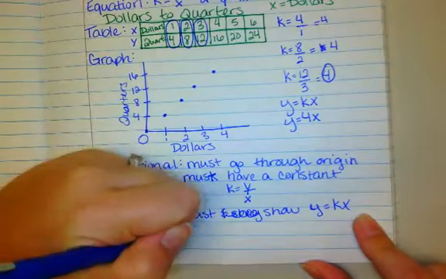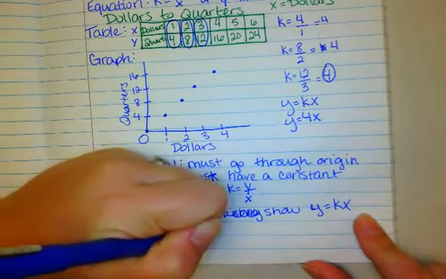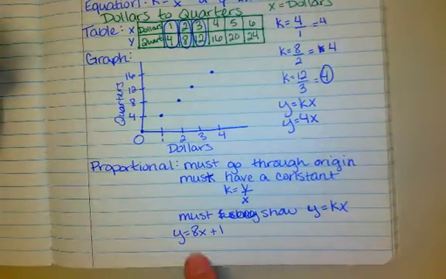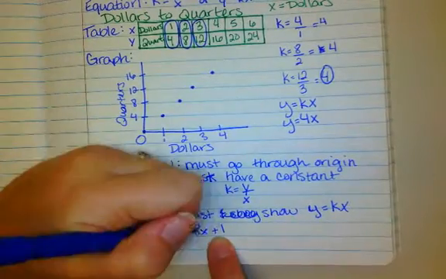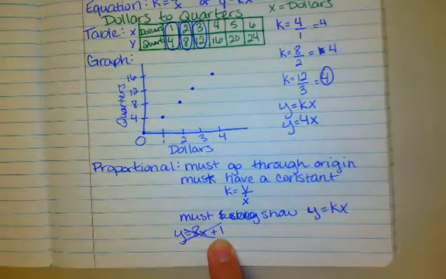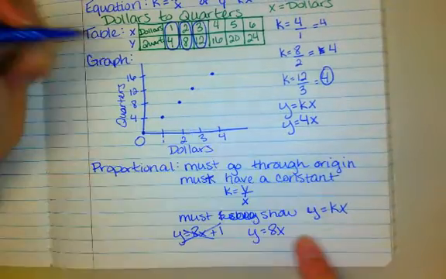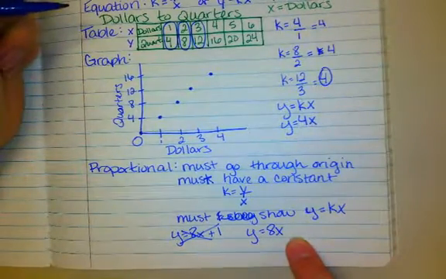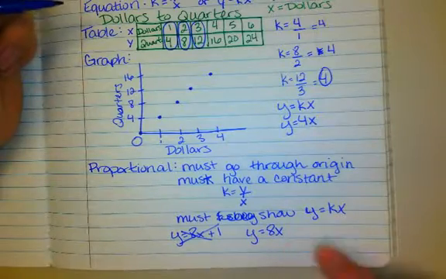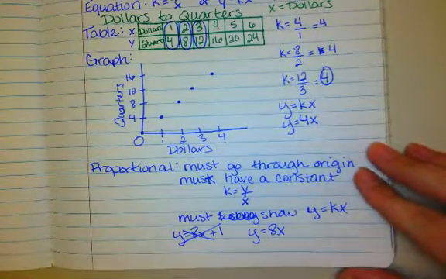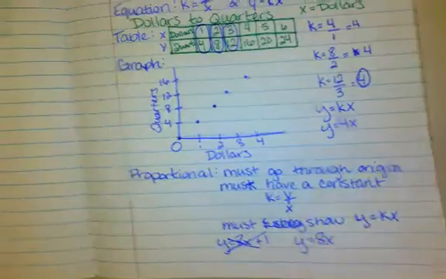So if I showed you an equation that said y equals 8x plus 1, because there's something added and subtracted, that's not proportional. But if this was just y equals 8x, since there's nothing added or subtracted, that is a proportional relationship. So if we turn our page, I'm going to show you some quick examples.